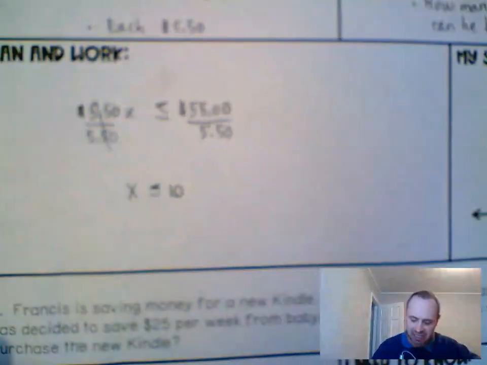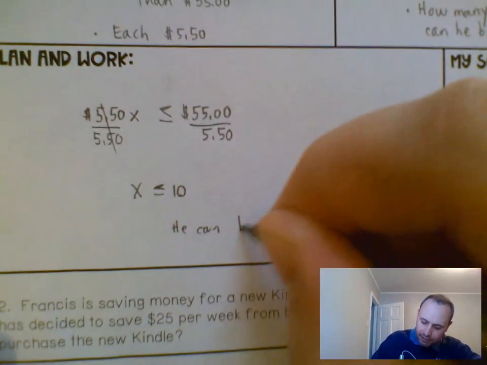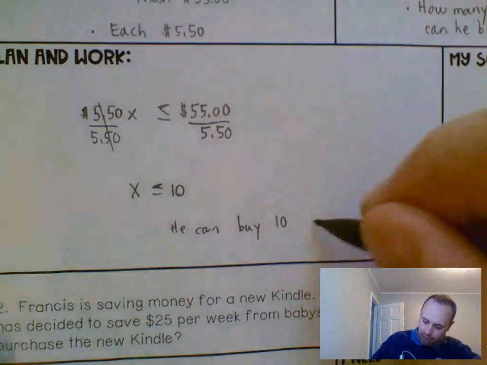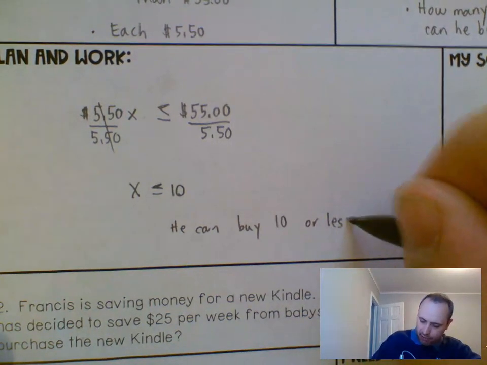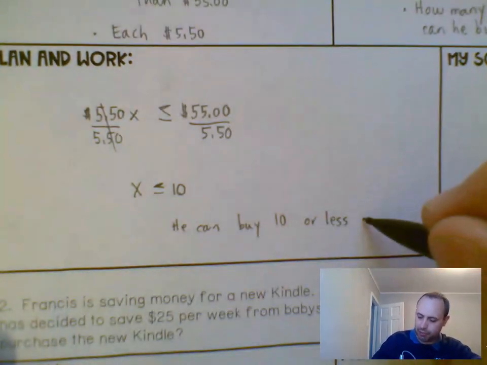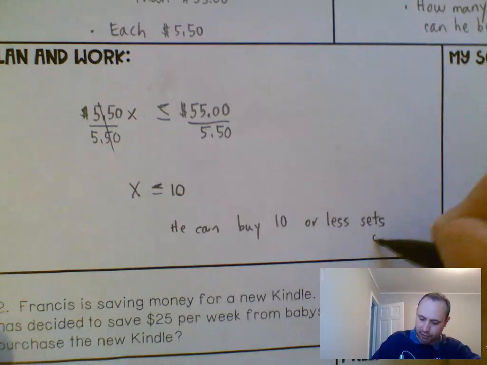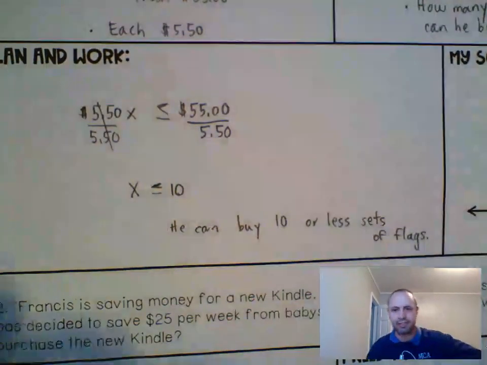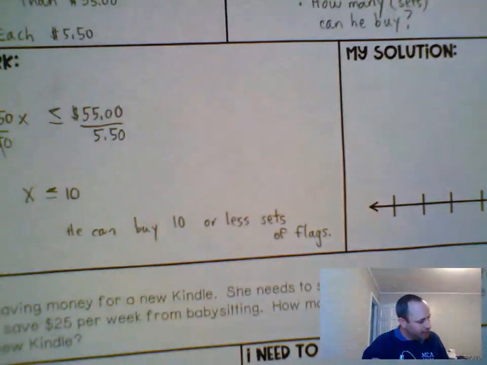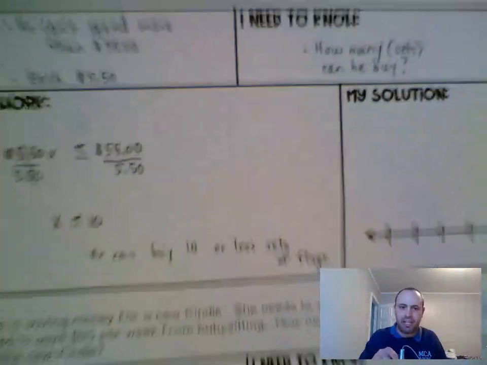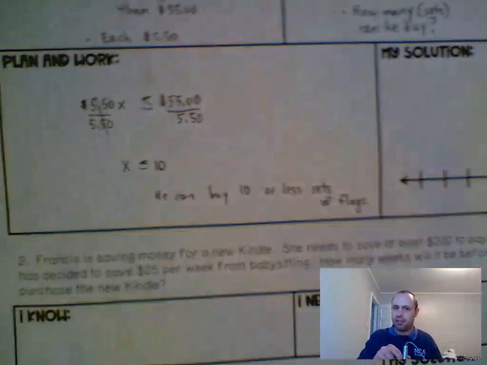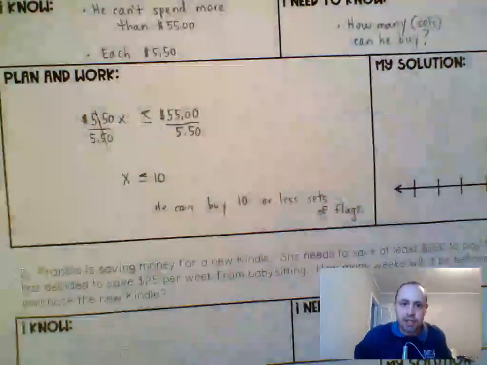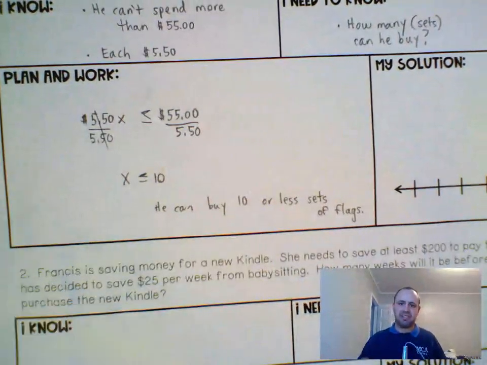What that's basically saying is he can buy 10 or less units. We should probably call them sets of flags, because the flags probably come in a set of two. Usually when you play flag football, you wear one flag on each side of your body tucked into your shorts. So he can buy 10 or less sets of flags.